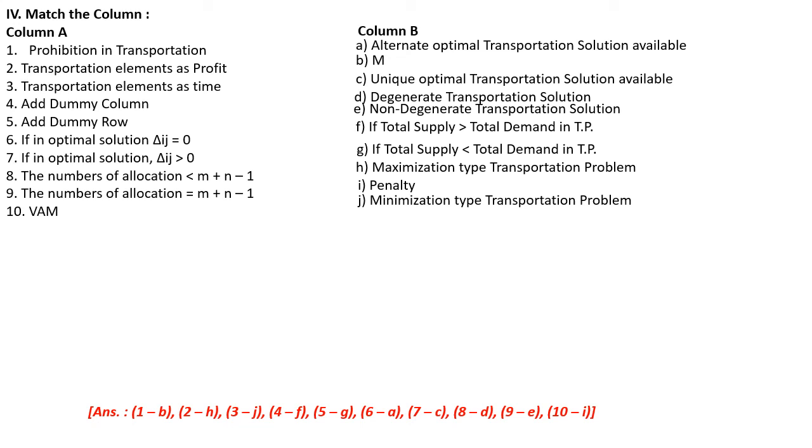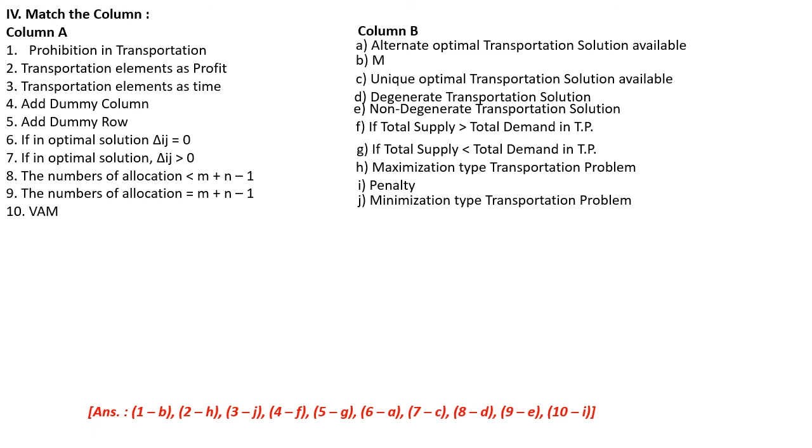If total supply is less than total demand in transportation problem. Fifth, add dummy row. Correct answer option G. If total supply is less than total demand in transportation problem. Sixth, if in optimum solution delta ij equals 0. Correct answer option A, alternate optimum transportation solution available.